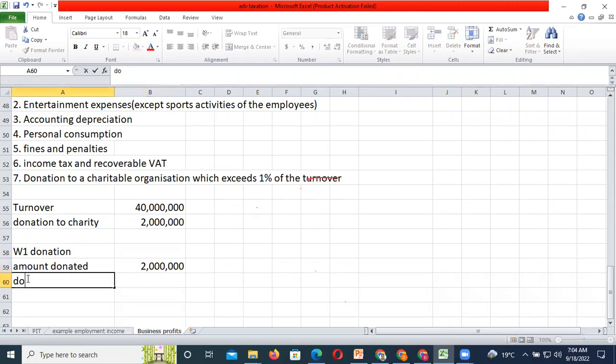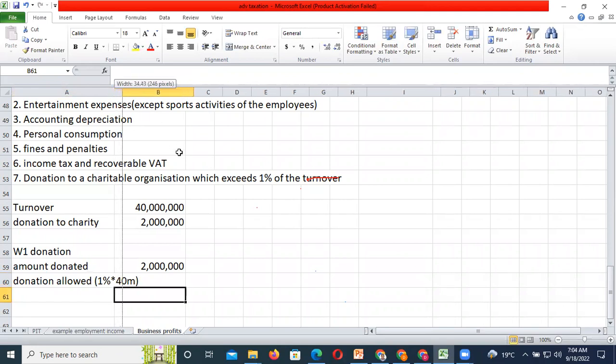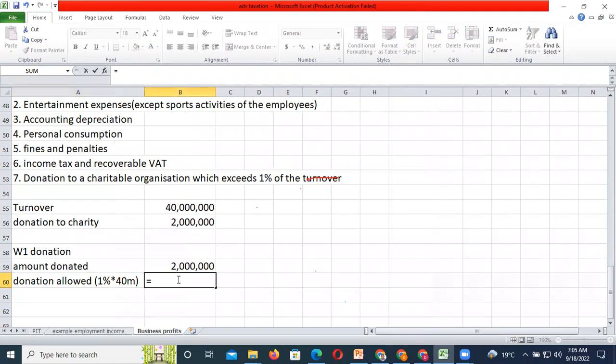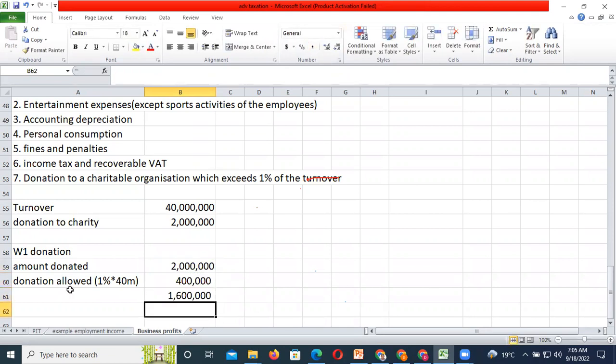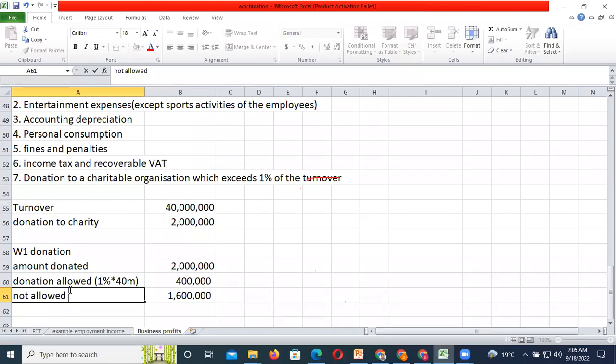Then you look at the donation allowed. Donation allowed, we said it should be 1% times the 40 million. So I have 1% times 40 million, how much is this? So in this case, it means 400 thousand donation is allowed. Any excess between what was donated and what is allowed will not be allowed. So donation not allowed will be this minus this. That's how I will adjust. I look at what was donated, look at what is allowed, then I determine what is not allowed in this case.